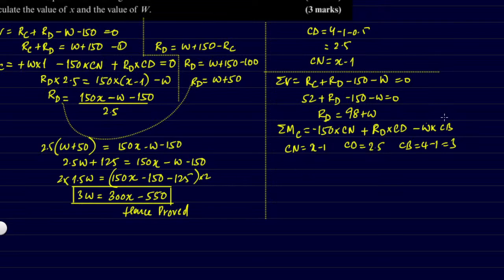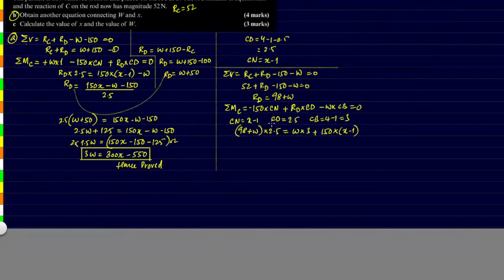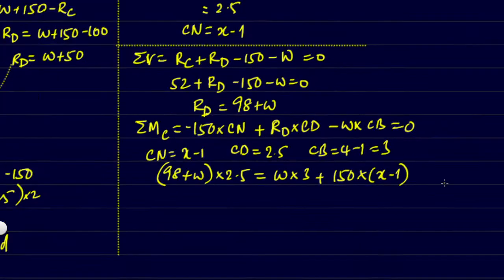So this total should be 0. So RD value is 98 plus W into CD 2.5 equals W into CB, which is 3, plus 150 into Cn. Cn is x minus 1. And what is he asking in this bit? We will obtain another equation connecting W and X. So we need to get the W and X equation. So just simplify this.